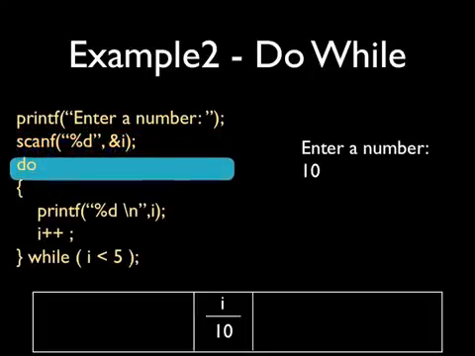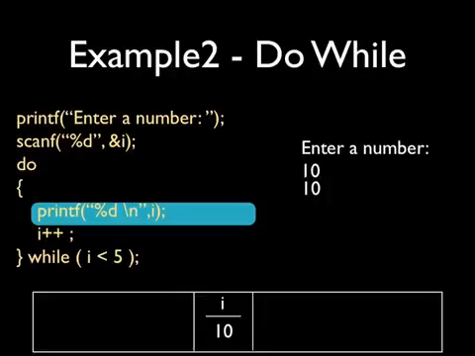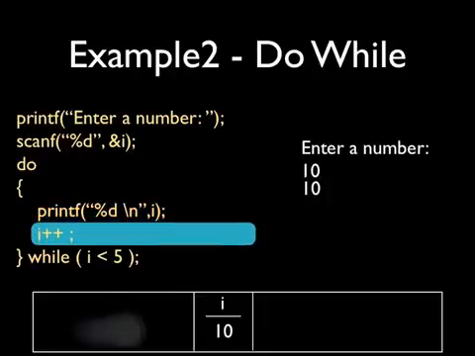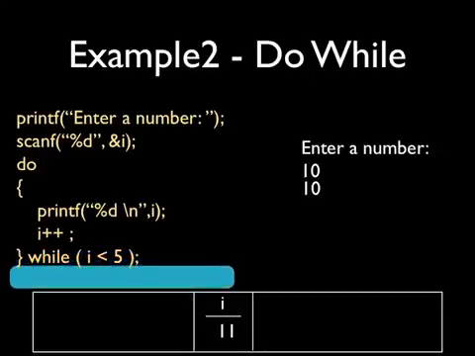We enter the do, which says, yep, do the loop. So we print out I's value to the screen. So we print out 10. Then we go I++ to make it 11. And now we check if 11 is less than 5, which it isn't. So that's false, means we exit the loop. So notice how the do while loop, even though we had a false condition, because the check is at the end, we still run through the entire loop at least once.